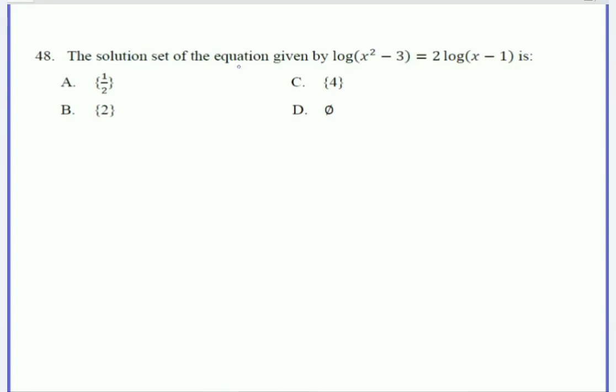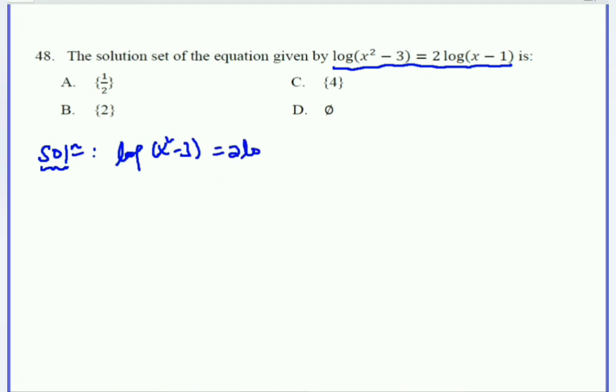The solution set of the equation log(x squared minus 3) equals 2 times log(x minus 1) is how much? This is the question. So we will apply the property of logarithm to find the solution. The original problem is log(x squared minus 3) equals 2 log(x minus 1).